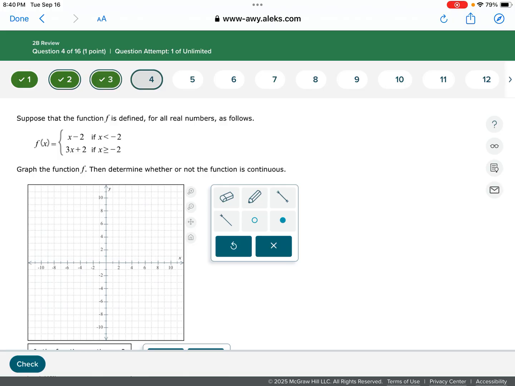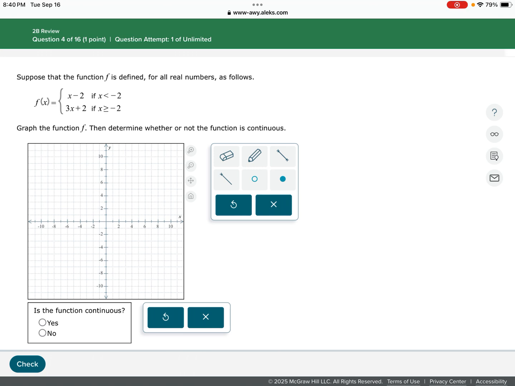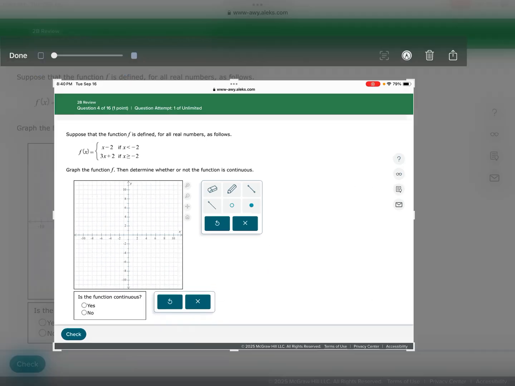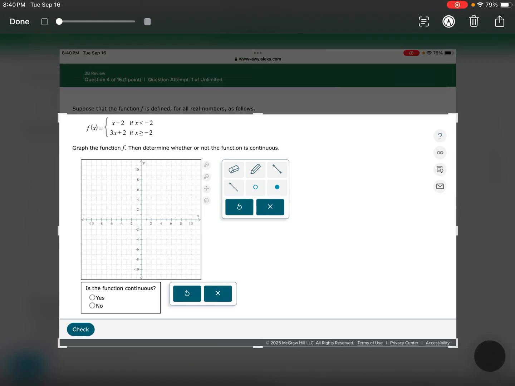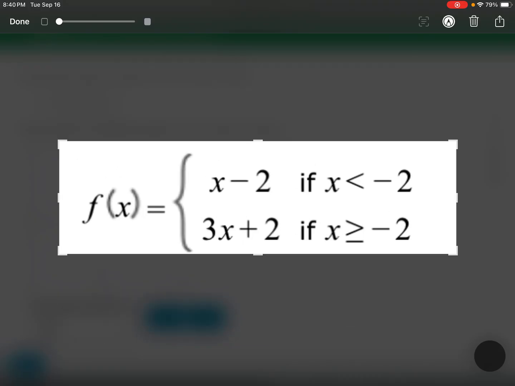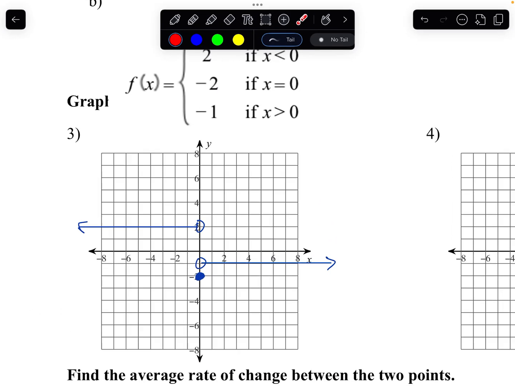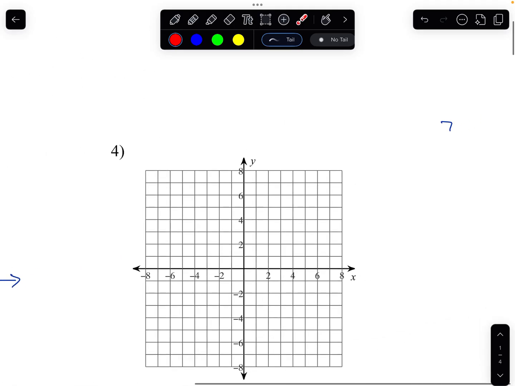All right, let's try 4. All right, so for 4, right here, we have another piecewise function. This one is not going to be a step function, or it's not going to have those horizontal lines, or it might, but not likely. So these ones are just going to consist of sloped lines. So let me go ahead and take a screenshot of this right here. And I'll put this one on number 4.